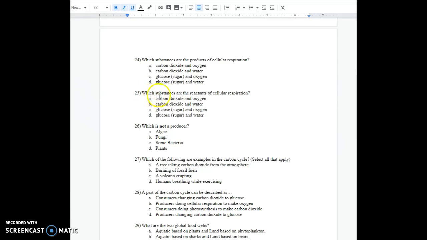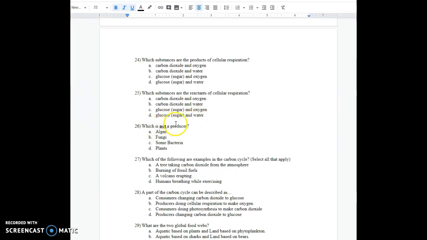Number 25. Which substances are the reactants of cellular respiration? A, carbon dioxide and oxygen. B, carbon dioxide and water. C, glucose or sugar and oxygen. D, glucose or sugar and water.